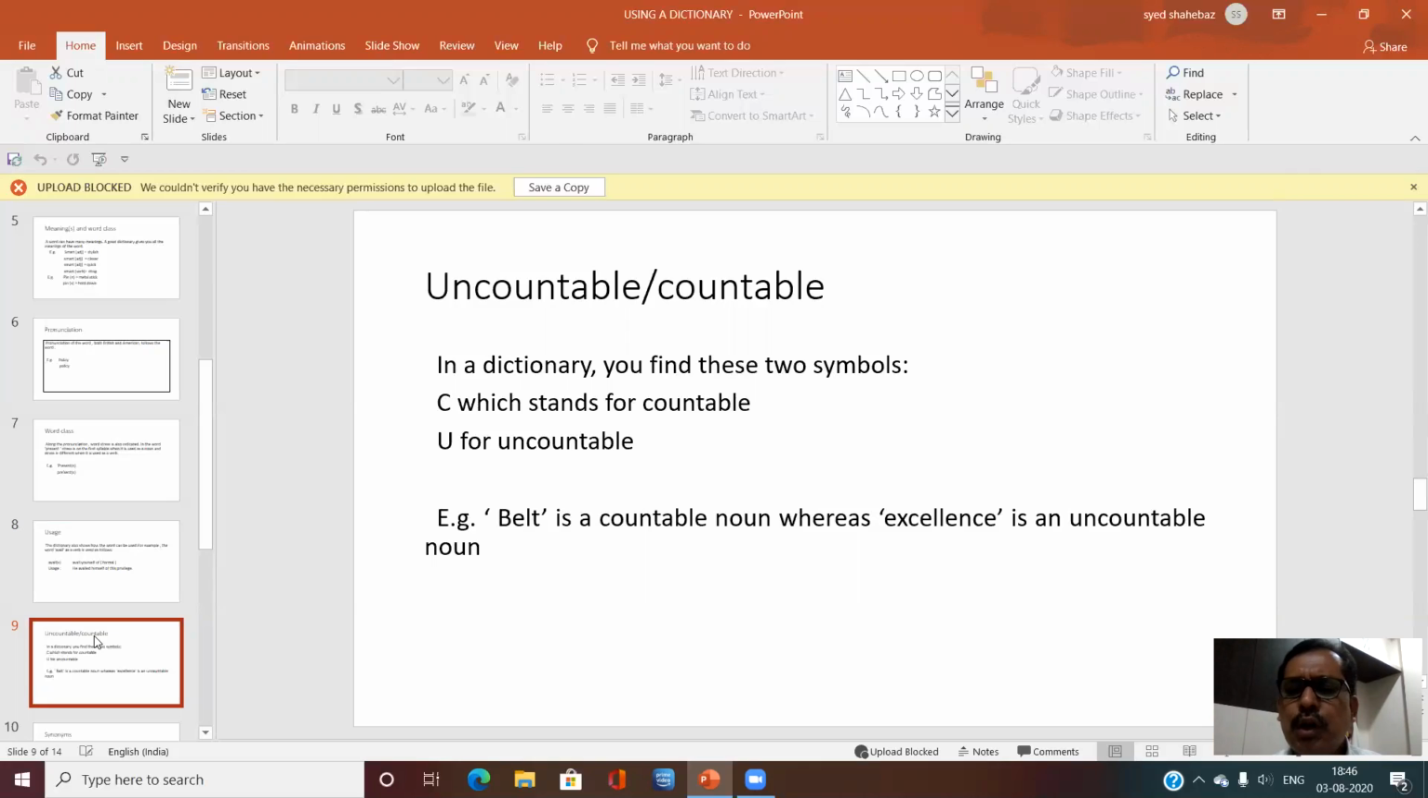Example, here is an example given. Belt is a countable noun, whereas excellence is an uncountable noun. In the same way, friendship is an uncountable noun. Fragrance is an uncountable noun. So, in this way, countable nouns and uncountable nouns are given in the dictionary.